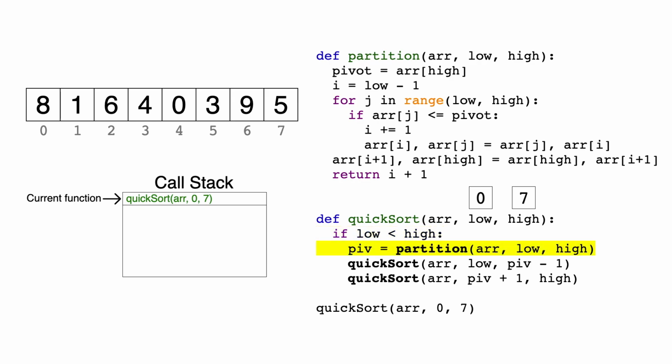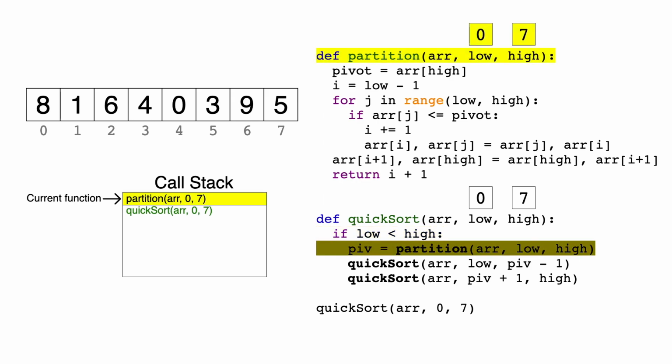Next is to call the partition function with the same low and high bounds, so 0 and 7. I'll also push it to the top of the call stack here, since we're entering a new function. Next, we'll set the element at the high index as the pivot, so here it'll be 5. Then we'll create a variable called i that's initialized to low minus 1, so here it'll be -1. This variable will separate the elements that are less than the pivot from elements that are greater than the pivot.